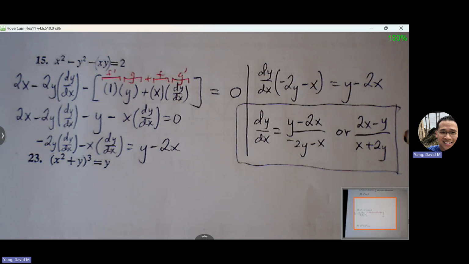Sometimes, depending on which side you select your dy dx, the signs that you get may be different than the signs on the answer choice. But you can always get from one version to the other by multiplying top and bottom by -1.